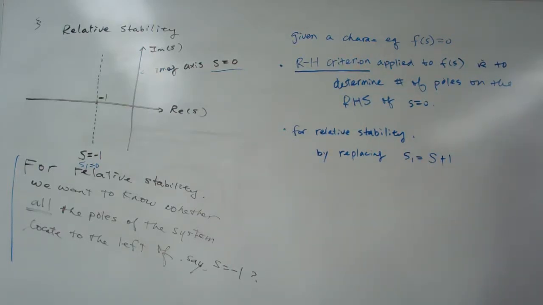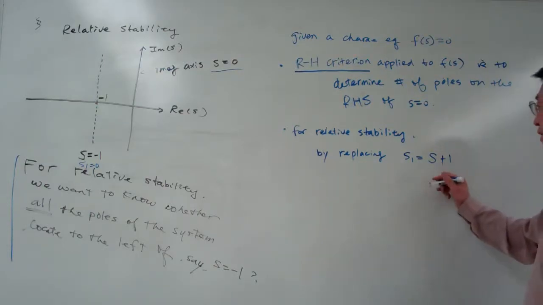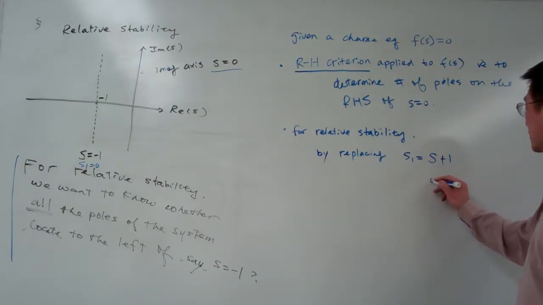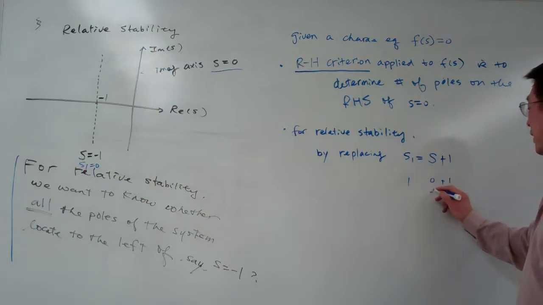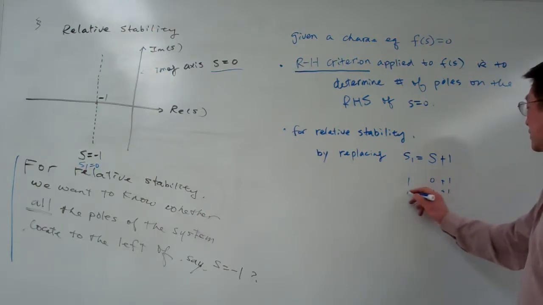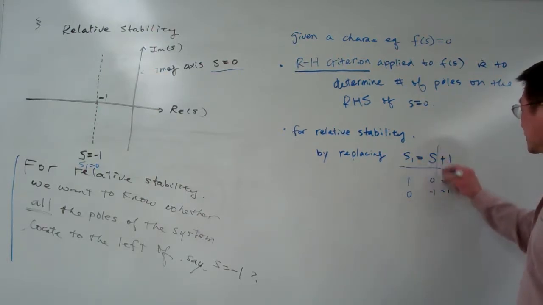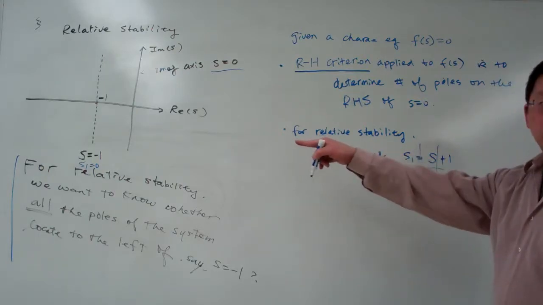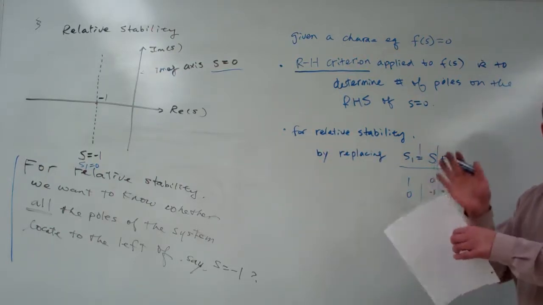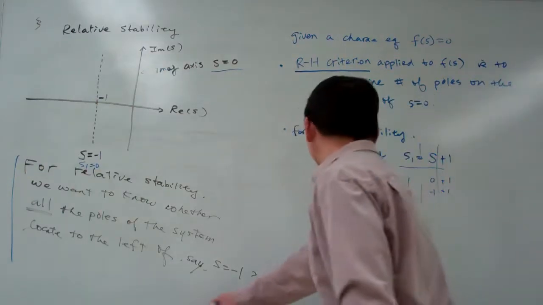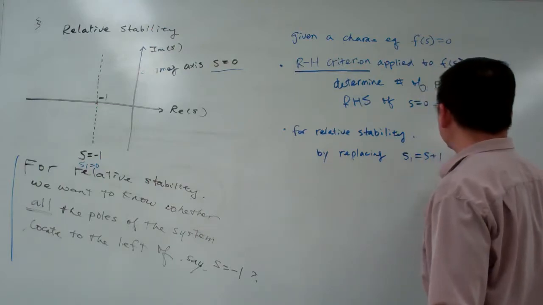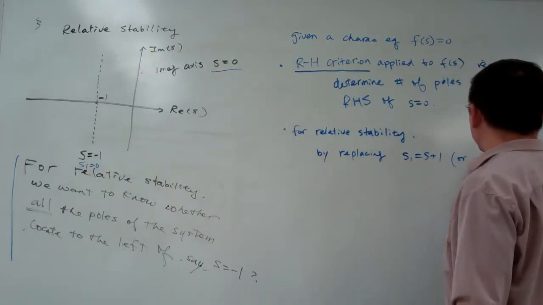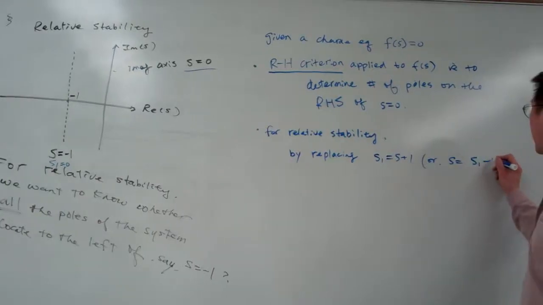Do the replacement. When s equal to 0, then s1 is 0 plus 1, so s1 equal to 1, right? When s equal to -1, then -1 plus 1, s1 equal to 0. So basically we simply do the axis shifting. Let me do that again: s1 equal to s plus 1, or s equal to s1 minus 1.